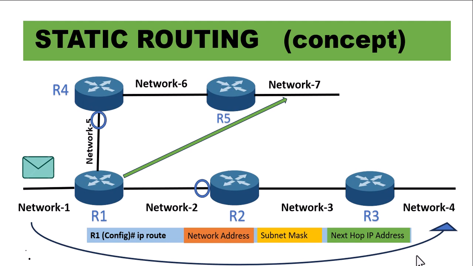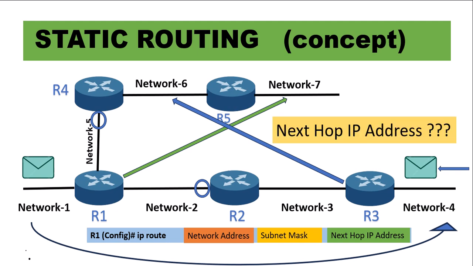Now there is a question for you. You have to answer it in the comment box. If a packet from network 4 arrives at router 3 and the network engineer is going to configure the path for this packet which is destined for network 6. So if you are a network engineer and you are going to configure the path for this packet towards network 6, what next hop IP address will you choose for this packet? So answer this question in the comment box.